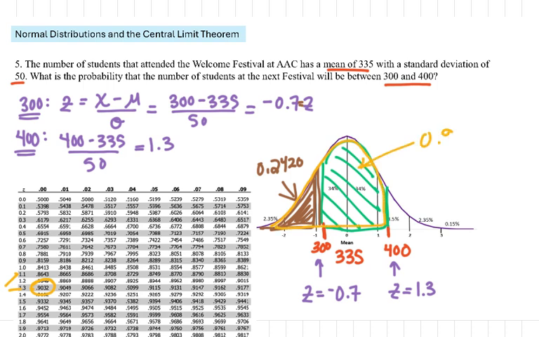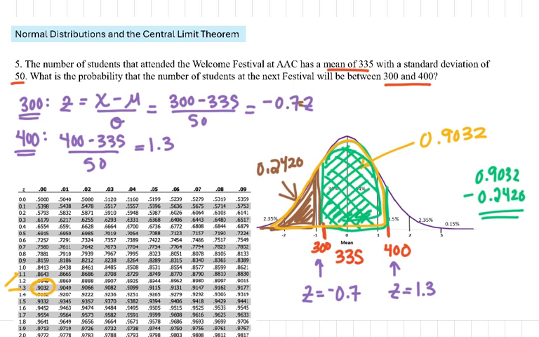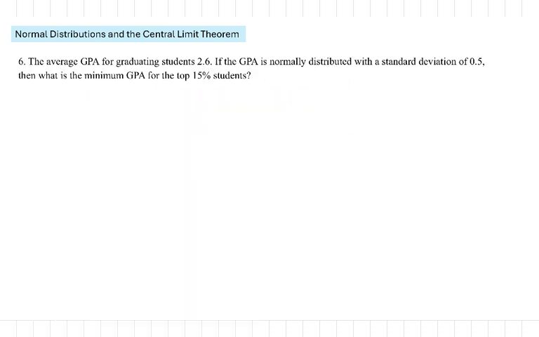And remember, that's measuring this whole distance to the left. That's 0.9032. So when we want this distance in between, we will subtract 0.9032 minus 0.2420, and we will get the area or the probability that the number of students is in between. And we end up with a final answer of 0.6612, so 66.12% likelihood.